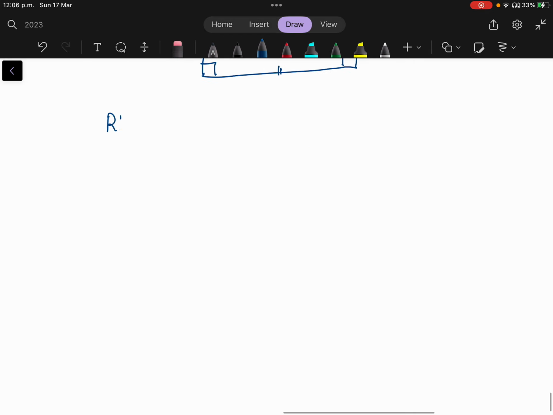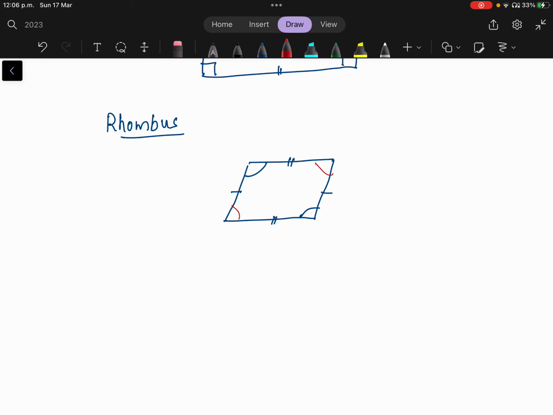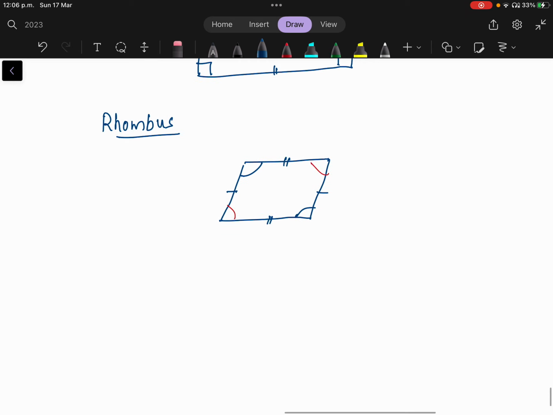And now we have the rhombus. Again, this is a special case of a parallelogram. It's a quadrilateral which has all sides equal. So all the sides are equal in length, the opposite sides are parallel, and the opposite angles are also equal. Okay, that's a rhombus.